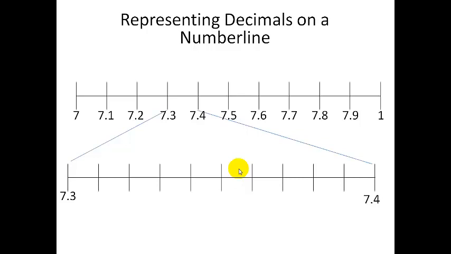And again, it's going to be just like before. I'm going to have 7 and 31 hundredths, 7 and 32 hundredths, 7 and 33 hundredths, 7 and 34 hundredths, 7 and 35 hundredths, 7 and 36 hundredths, 7 and 37 hundredths, 7 and 38 hundredths, 7 and 39 hundredths. Next would be 7 and 40 hundredths, but we can say that as 7 and 4/10.